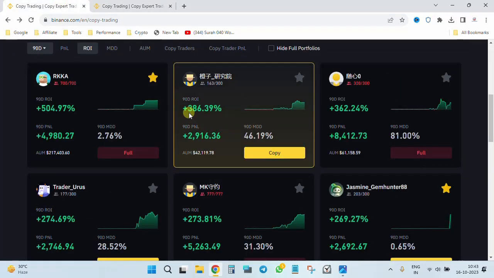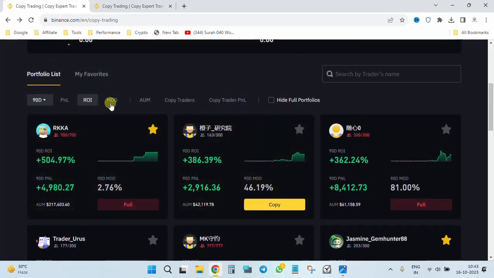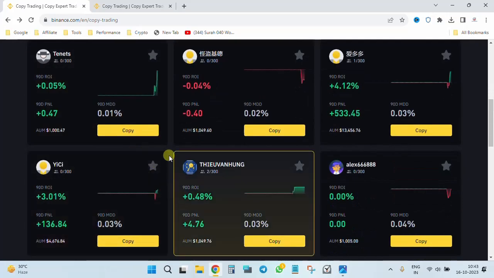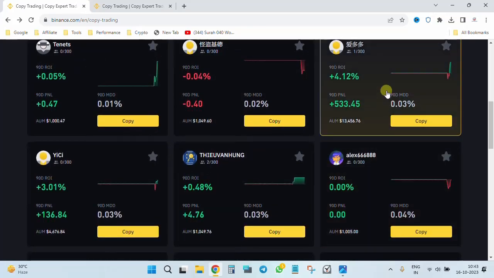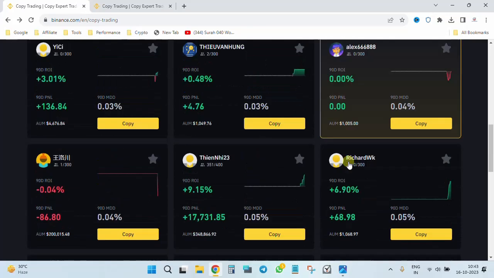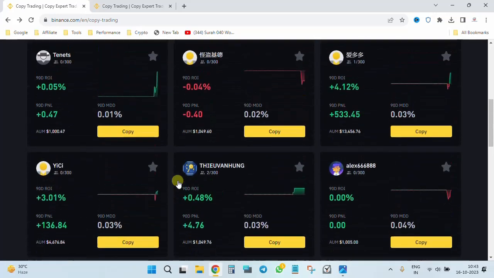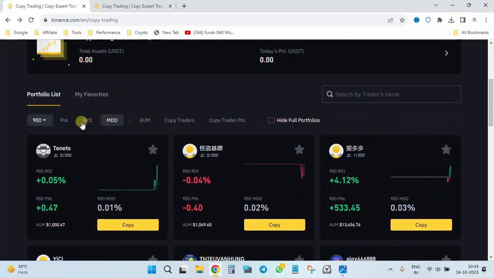We'll just explore some other traders over here. You can see ROI, and we have this maximum drawdown. If you see over here, these are some traders whose maximum drawdown is very less. Ideally you would want to choose these, but you can see the ROIs are also quite less. So let's go with the PNL or ROI only.